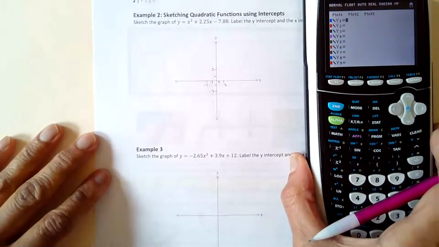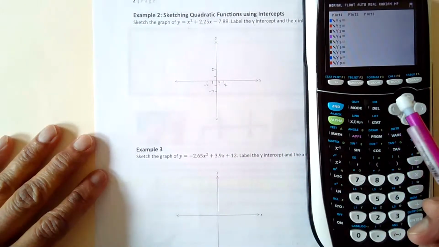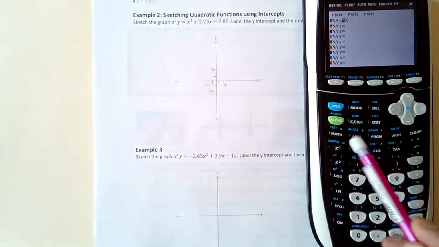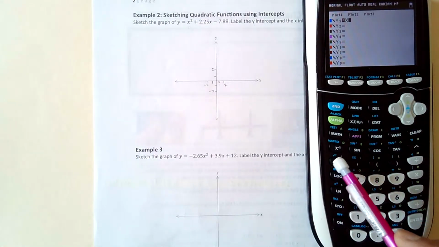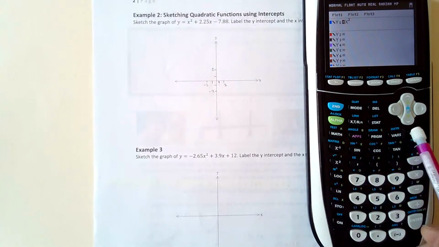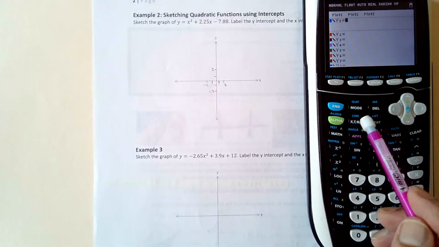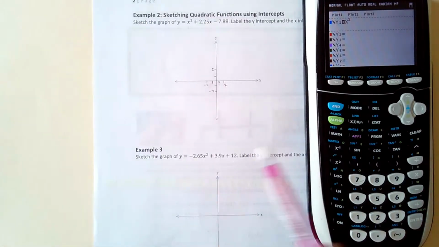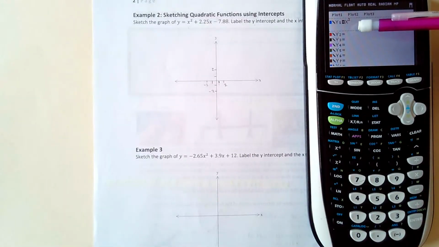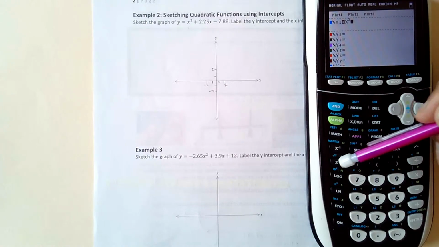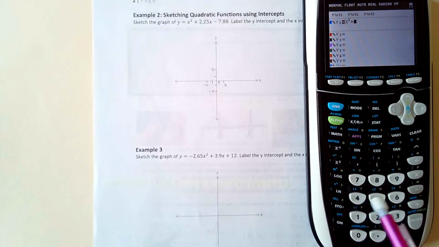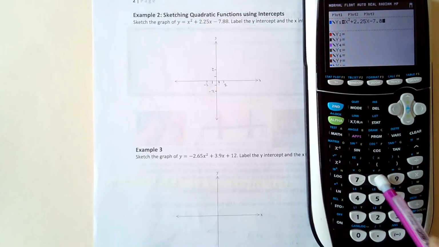So let's go straight to it, and put y equals x squared. Remember your x button is here, and this is a shortcut for your square button. Alternatively, you could use this one here and press 2. It gives you the same thing. So let's use the shortcut for now, x squared. I notice the cursor has jumped down already, so you don't have to move the right arrow key when you use the shortcut. Plus 2.25x minus 7.88, graph.